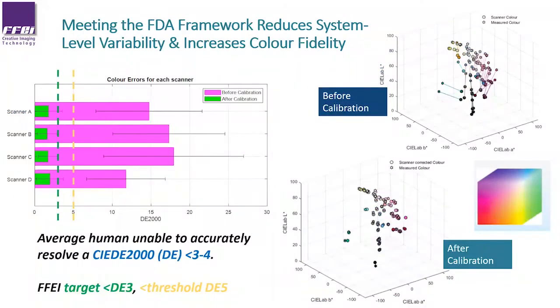So what does meeting this FDA framework with an independent target slide achieve? Well, CIE delta E2000 is a measure of colour difference from absolute colour, with humans capable of resolving delta E of around 3 or 4. A delta E of 5 is therefore unlikely to have significant impact on diagnosis. As you can see in the bar chart, using an independent methodology enables the standardization of highly variable industry-wide colour, as well as correcting individual scanner accuracy.